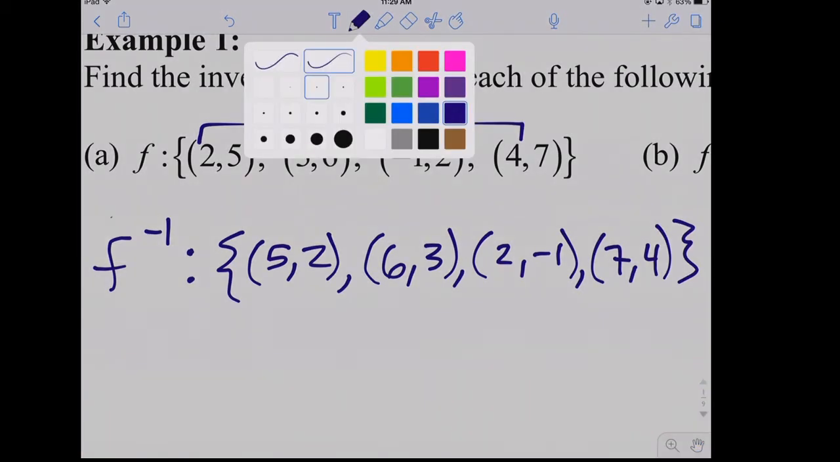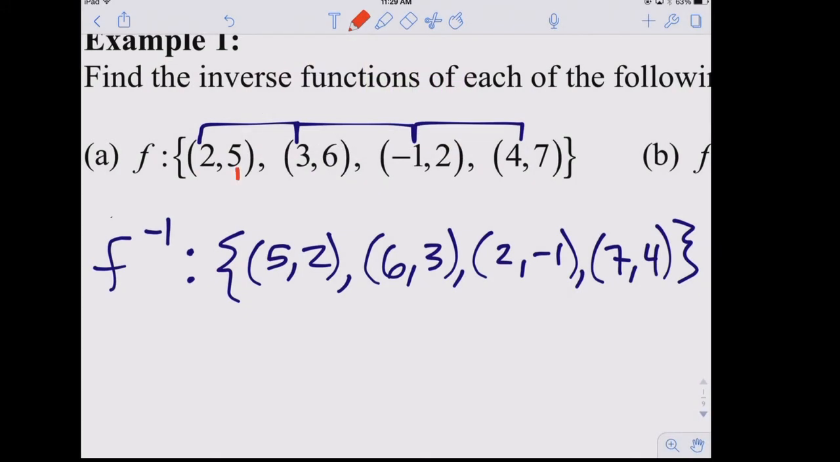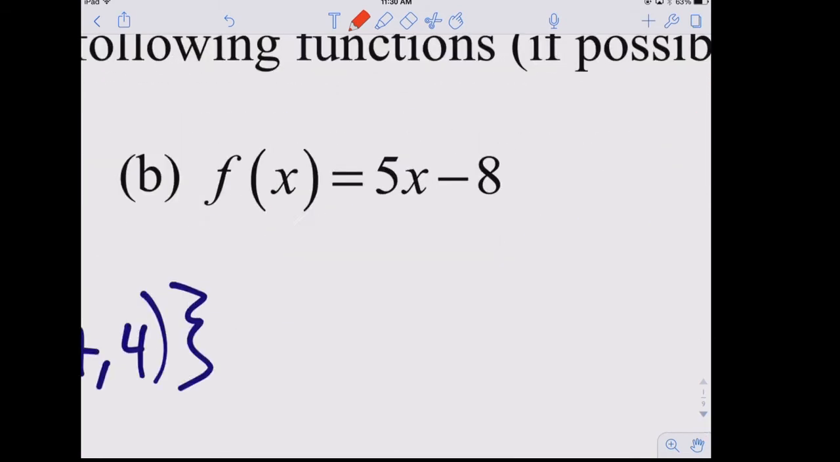To be a 1-to-1 function, though, we also cannot have any repeating y values, do we? 5, 6, 2, 7, those are all different. So if you have no x values repeating and no y values repeating, it's going to be 1-to-1, and the inverse will be a function. You can also just flip them and then look for repeating x values in the inverse, but it's the same thing, right? Sweet. Letter B.